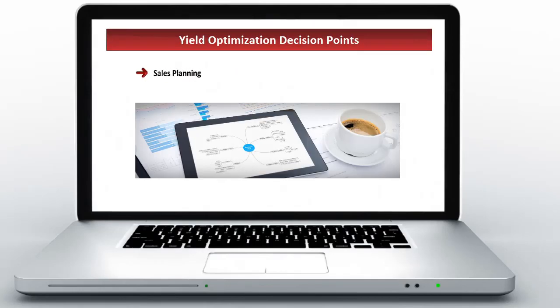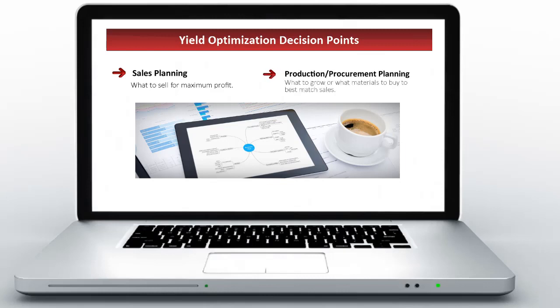For sales planning, Optimal Yield determines the product mix to generate the greatest sales realization and profit. The software can consider multiple demands at various price points for the entire product line. For production or procurement planning, Optimal Yield determines what to grow or materials to buy to best match sales. Considerations can include any number of factors.